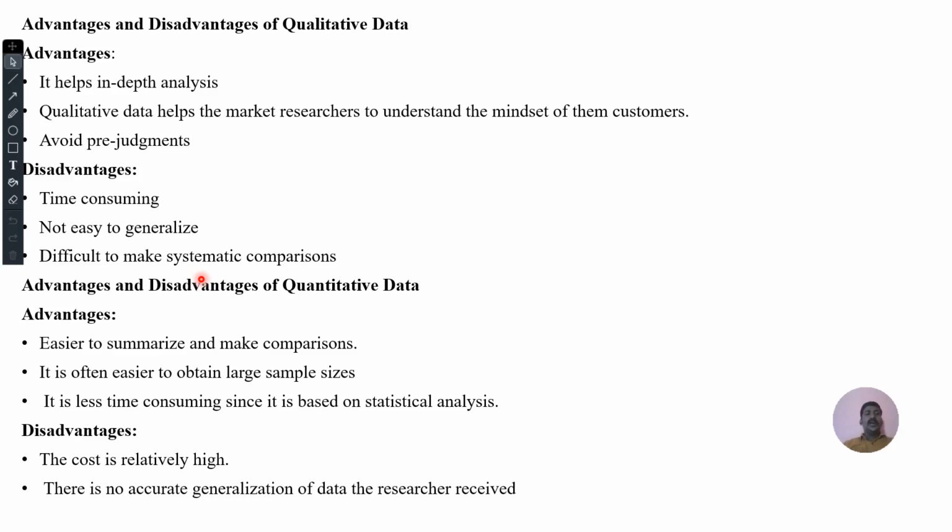Advantages and disadvantages of qualitative data. What are the advantages and disadvantages of qualitative data? We know qualitative data is data we can't measure; we can observe, analyze, understand, arrange in order, and categorize. That is qualitative data. What are the advantages?